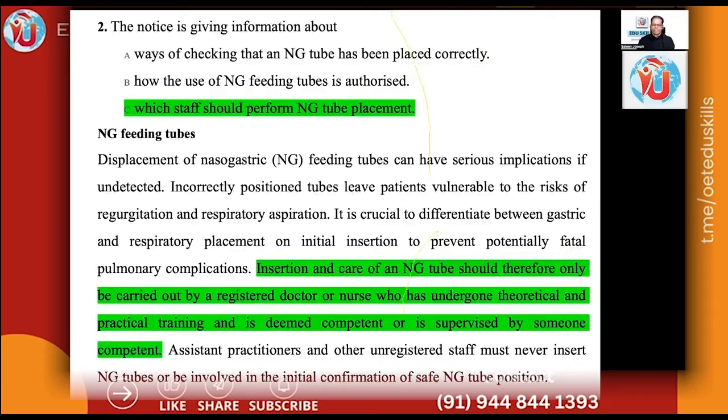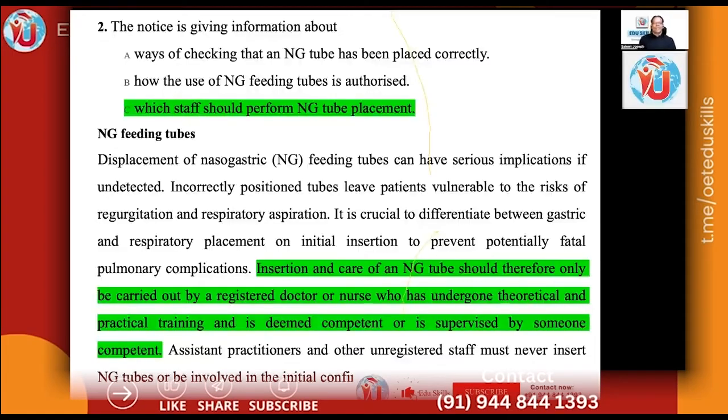Practitioners and other unregistered staff must never insert an NG tube or be involved in the initial confirmation of safe NG tube position. For example, here again there is a problem. There are solutions and things are given. And what is that highlighted green thing? Is it a problem, cause, effect, or solution? Solution.